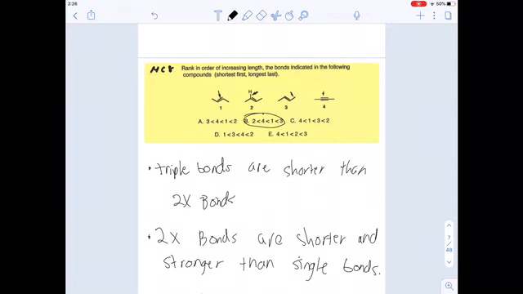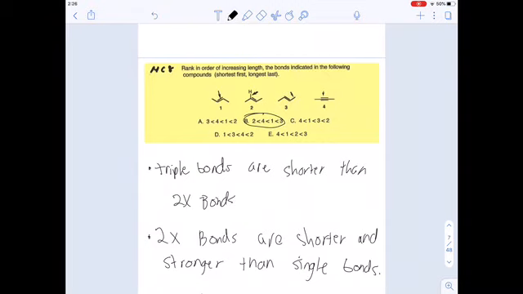And in B, we can see that 4 does come next. 1 is going to be your double bond, and we can see that that comes next because it's going to be less short than the single bond, but more short than the triple bond. So it's going to be 4, 1, and then finally 3 is our single bond. And that should be our longest bond. And in B, we see that that is our longest bond.